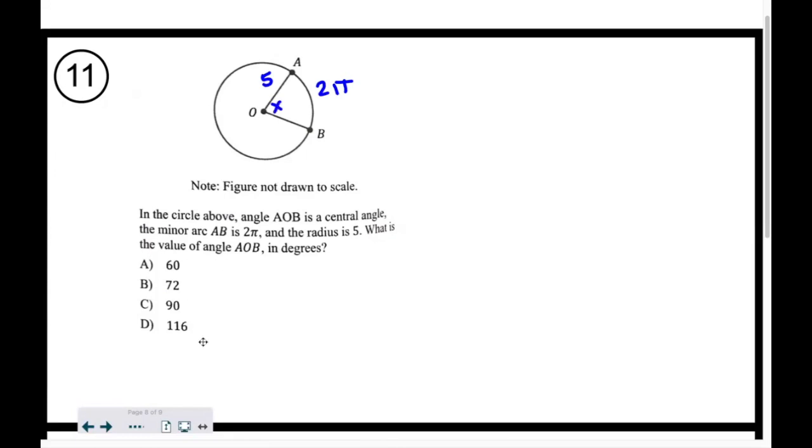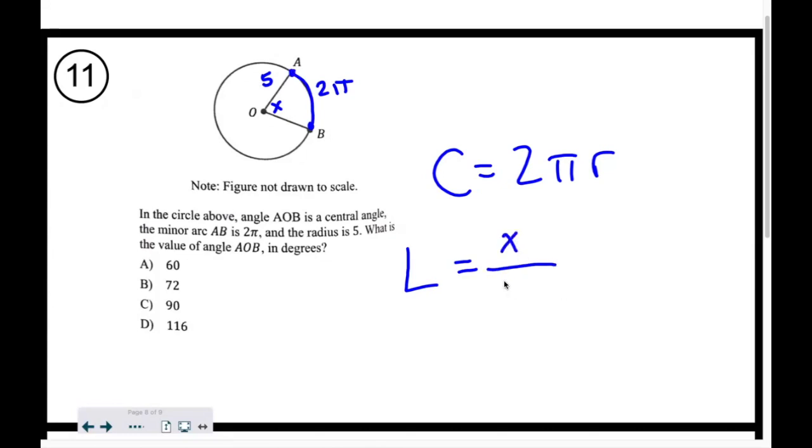So if you look up on your formula sheet, you're going to see that the circumference of a circle all the way around the circle is 2 pi r. Well, if I want the arc length, let's say L, L is the length from here to here. That's going to be x, whatever the central angle is, over 360 times 2 pi r. It's just going to be a fraction of going all the way around, and all the way around is the circumference.